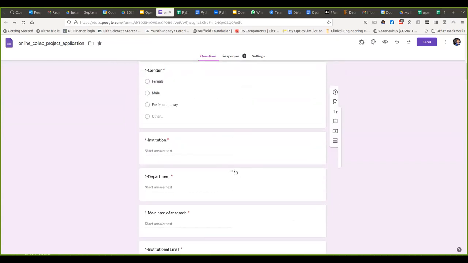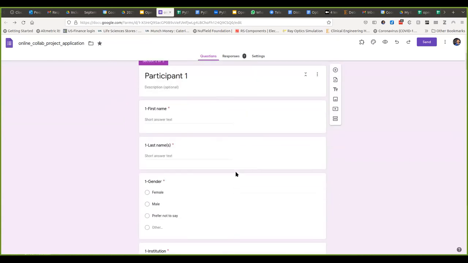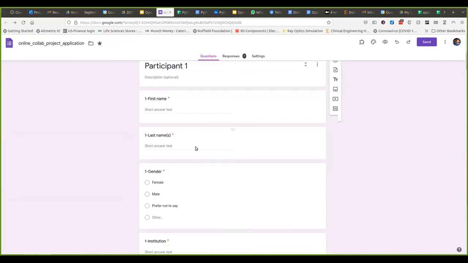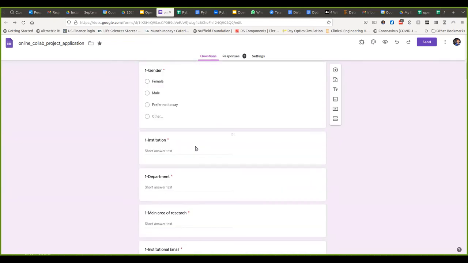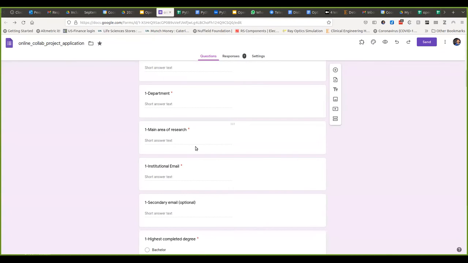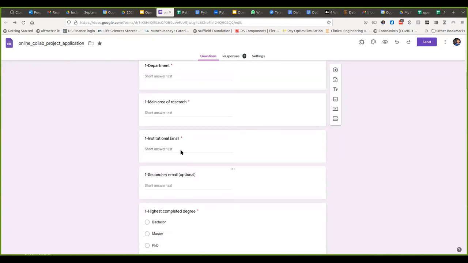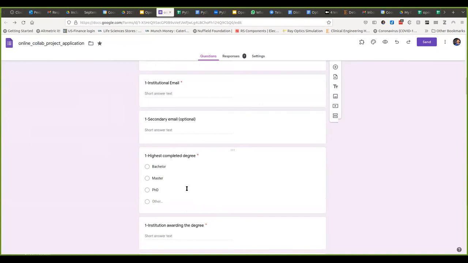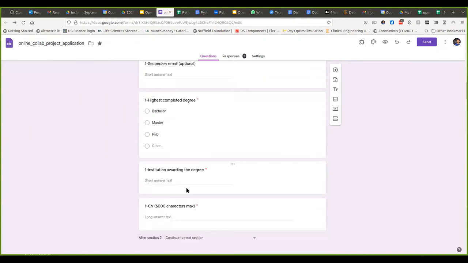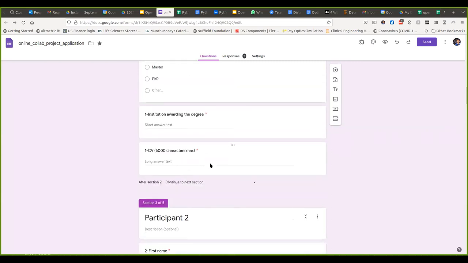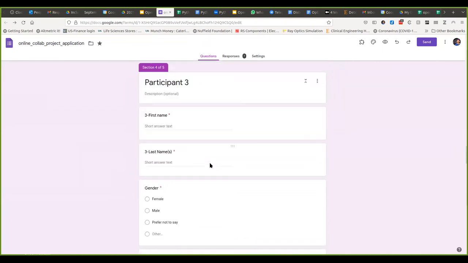You're then just going to fill out very simple information about yourself: first name, last name, male or female, where you're based, your main area of research, and two emails for us to contact you. Your highest degree, it doesn't matter if it's a bachelor's, a master's, a PhD, or other, and where you got it from. And a short version of your CV. And then the same for the two other people in your group.